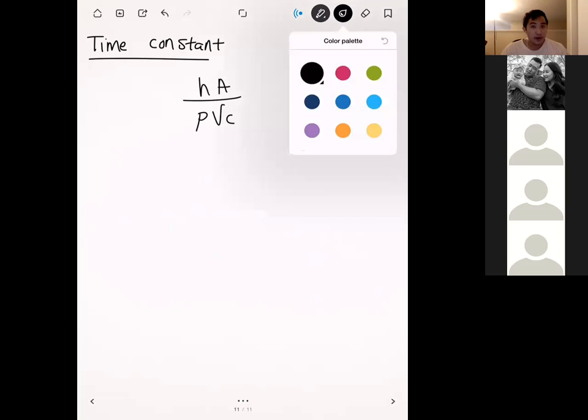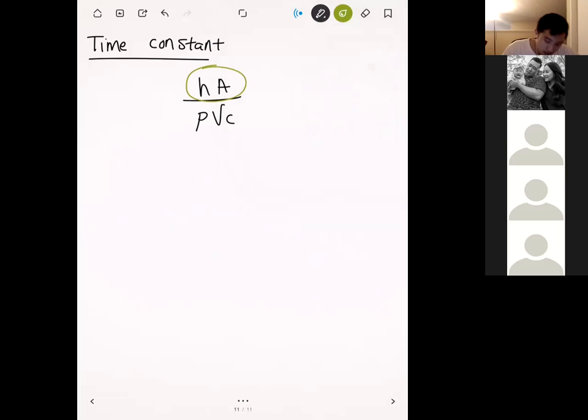And let's look at the numerator and the denominator. Okay. So let's look at the numerator first. And so we have h times a here, right? Just to remind you that a here is the surface area of the object, as is traditional with Newton's law of cooling, okay? And so in particular, let me write it like this, because this h times a, we've seen this before, because this is nothing more than our convection thermal resistance.